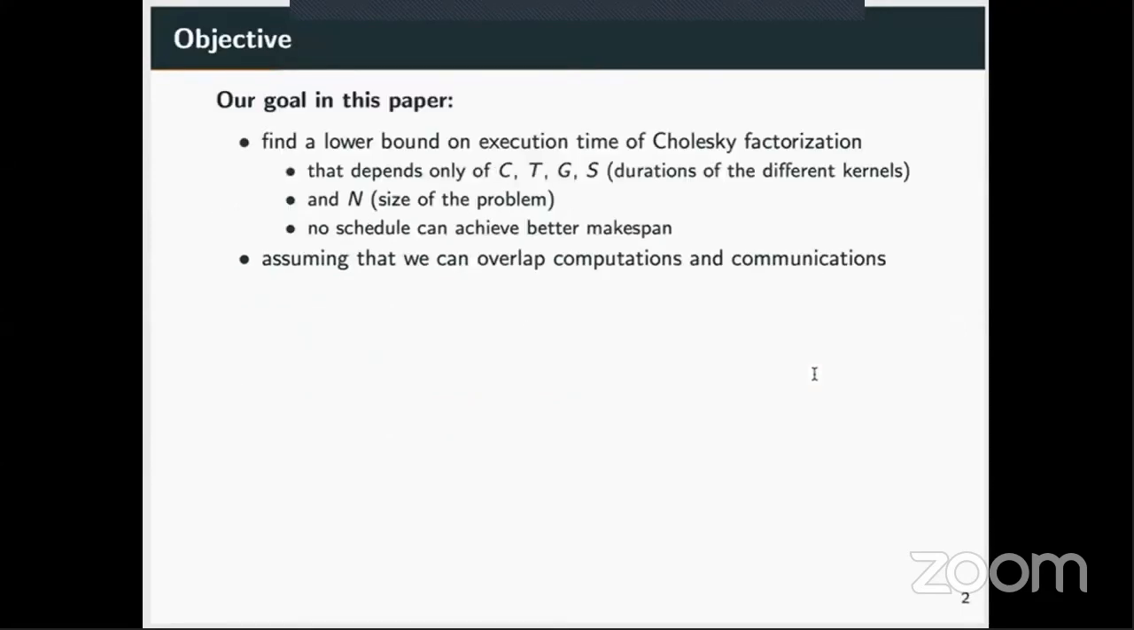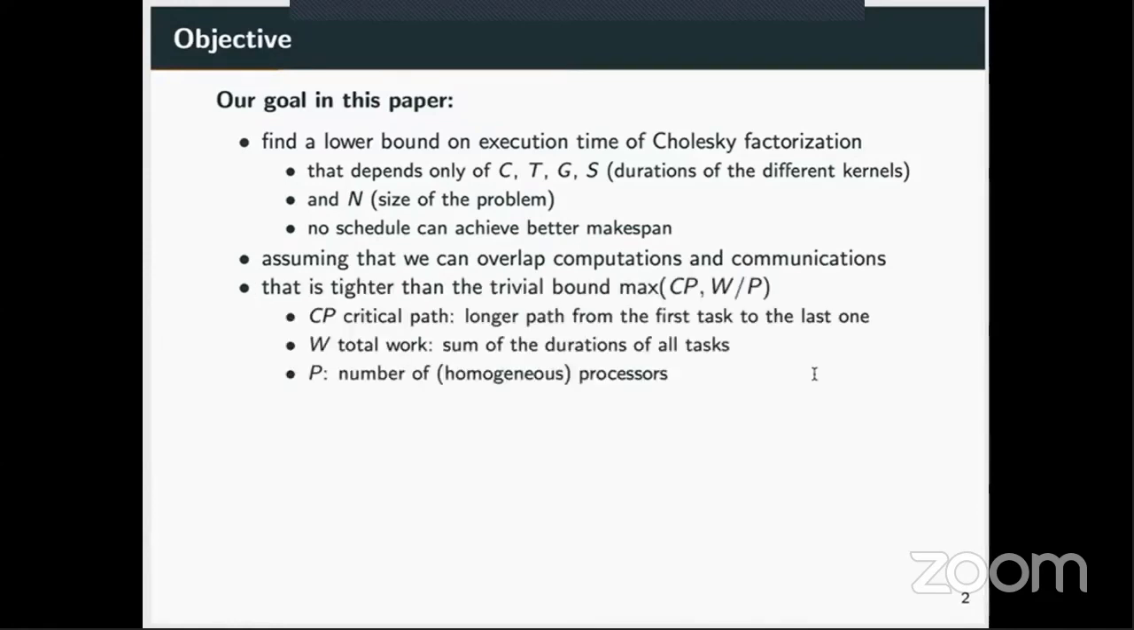So our goal in this paper is to find a lower bound on the execution time of Cholesky factorization that would depend only on the execution time of the different kernels on the resource. And we will assume that we can fully overlap communications and computations. And we want to obtain a bound which is better than the trivial bound that consists on the one hand of the critical path of the graph and on the other hand of the overall work divided by P.